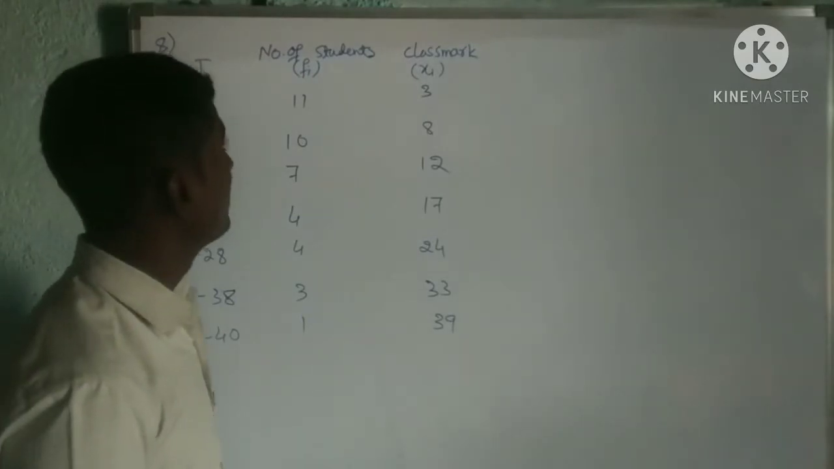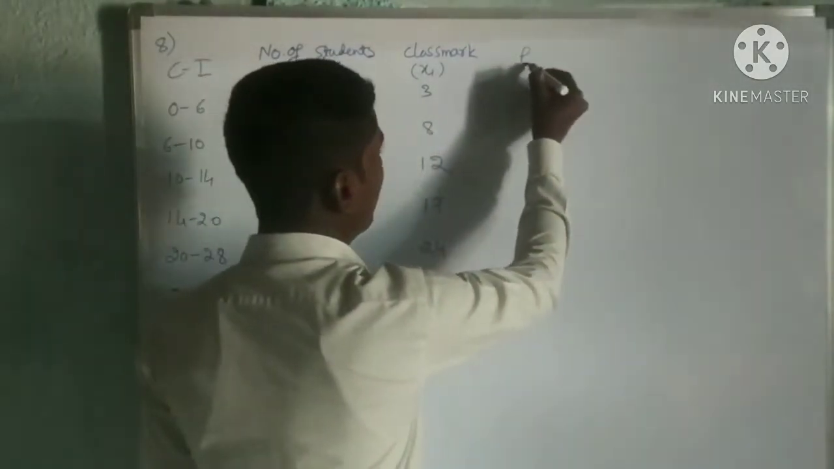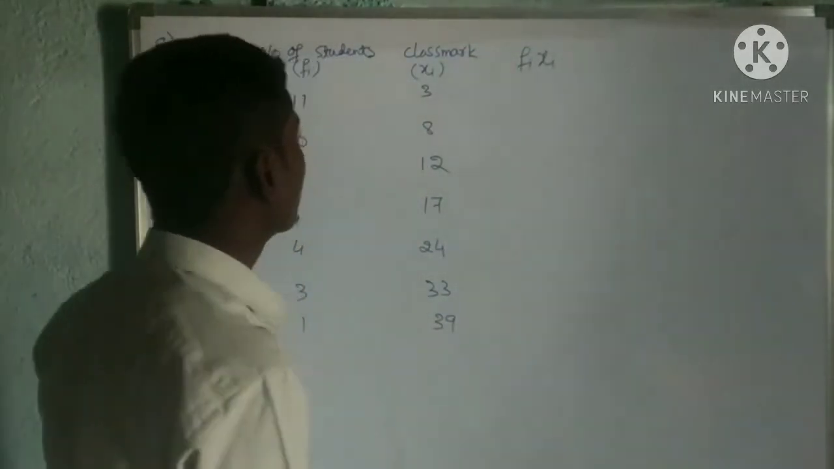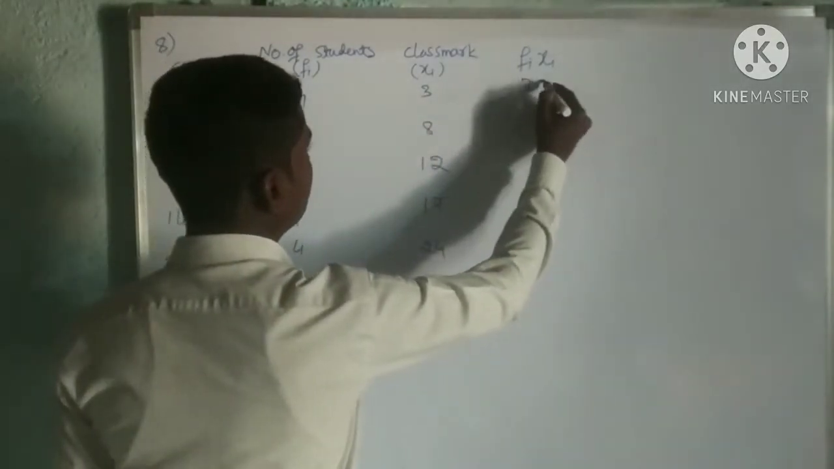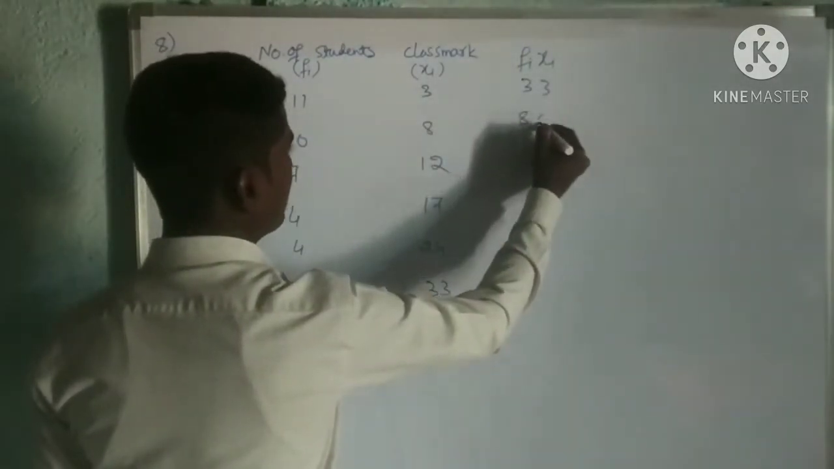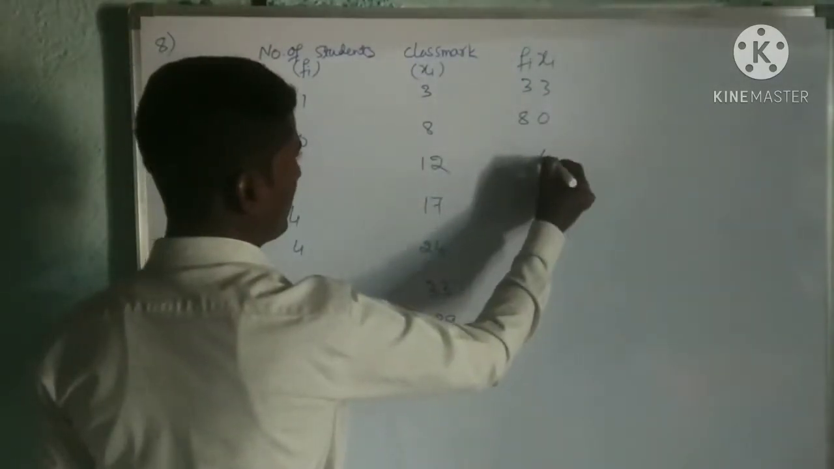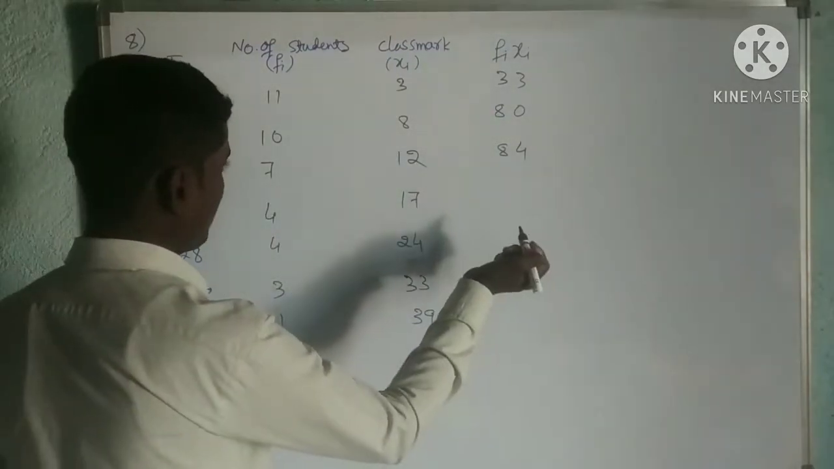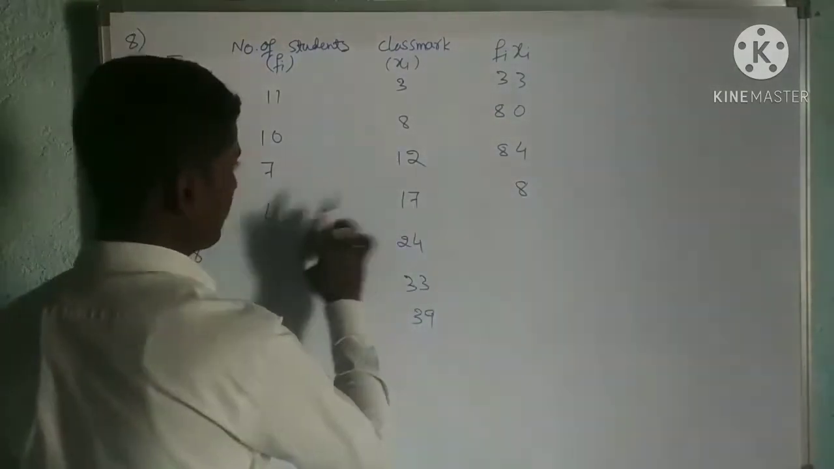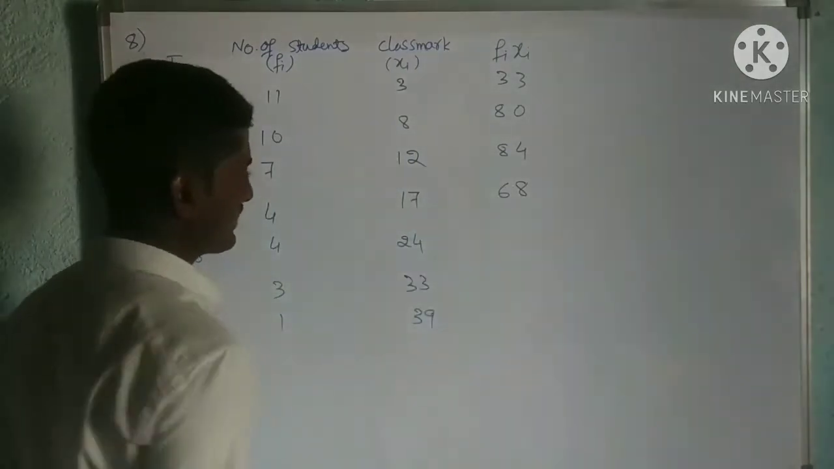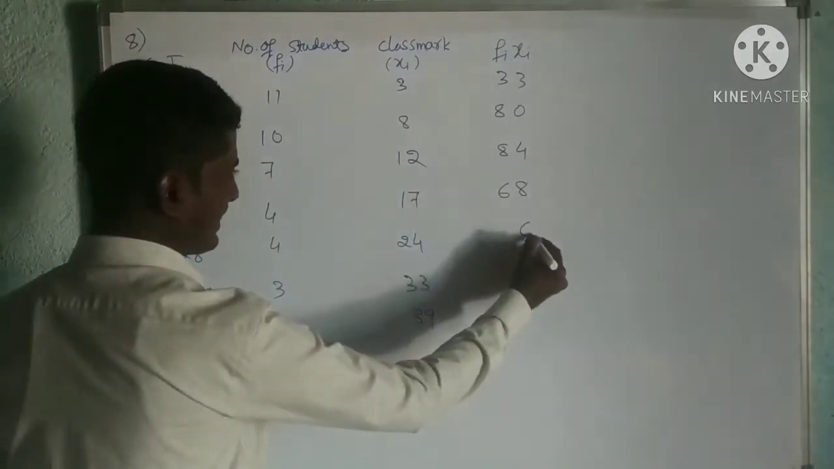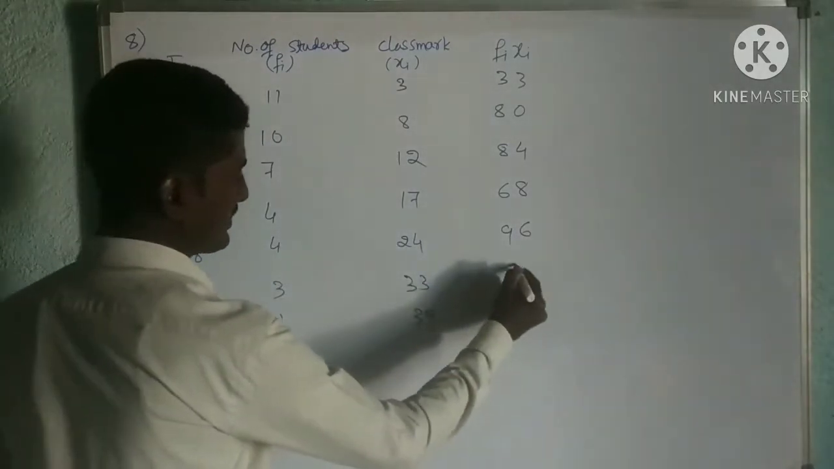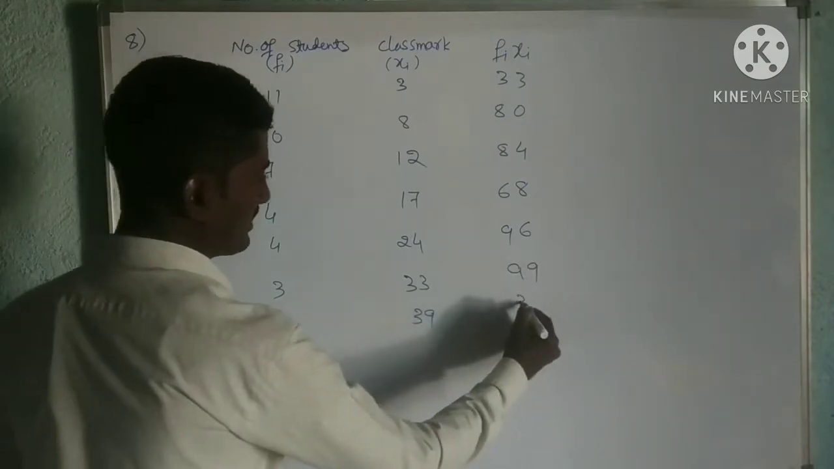Okay, xi. Next what I have to find? fi into xi, because in the formula we need it. 11 3s are 33. 10 8s are 80. 7 12s are 84. 4 17s are 68. Then 3 24s are 72. 4 29s are 116. 1 39 is 39.